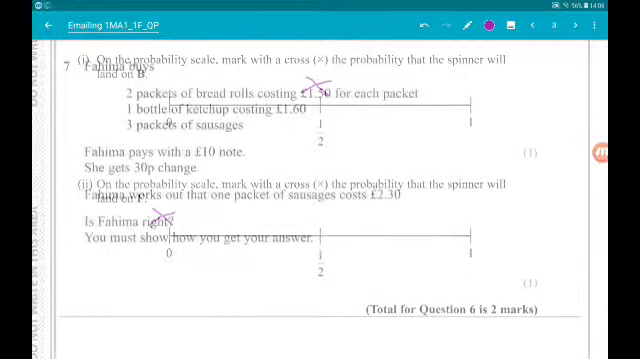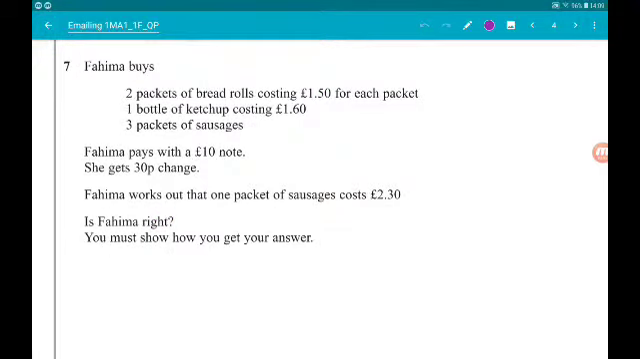Cool. Okay, number 7, first big question. So Fahima buys 2 packets of bread rolls costing £1.50 for each packet, 1 bottle of ketchup costing £1.60, 3 packets of sausages. Fahima pays with a £10 note and gets 30p change. She works out that 1 packet of sausages costs £2.30. Is she correct? We must show how we get our answer.